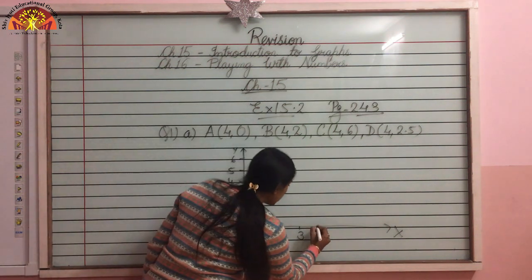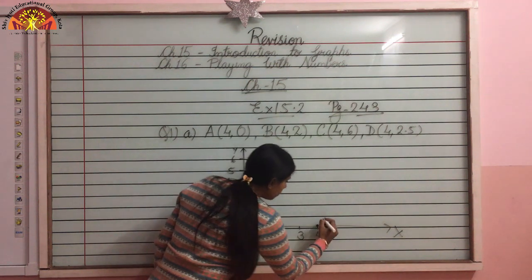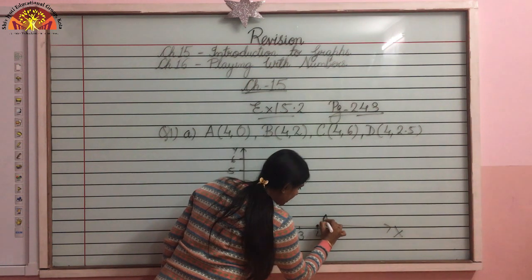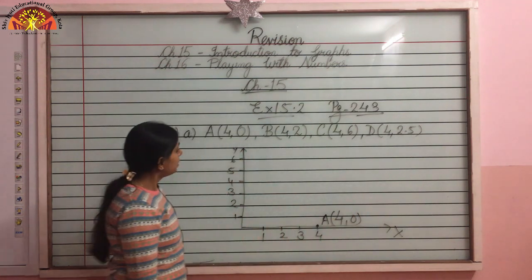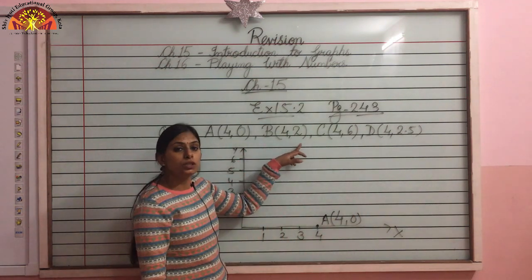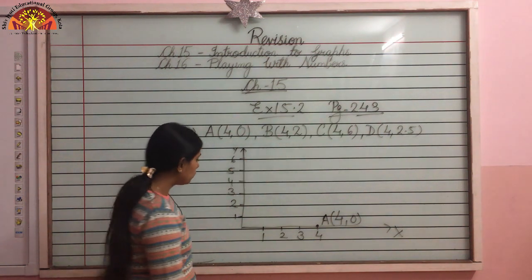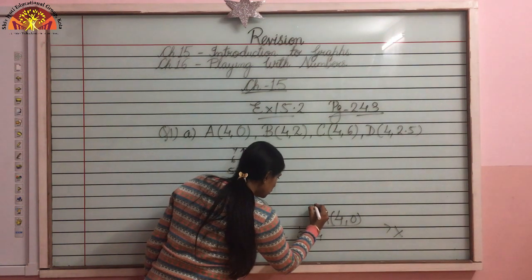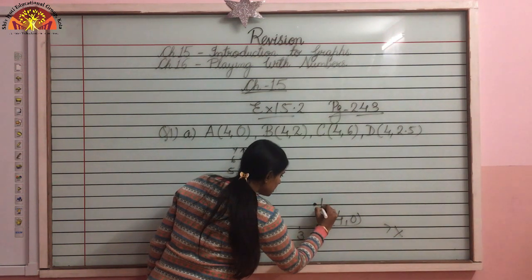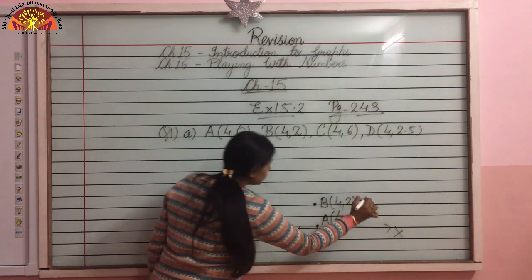So just see here, on the x-axis it is 4 and on the y-axis it is 0. So this is the point A, 4, 0. Okay. Now the next one is 4, 2. That is on the x-axis 4 and on the y-axis it is 2. So again see, here it is 4 and here it is 2. So this is the point B, that is 4, 2.